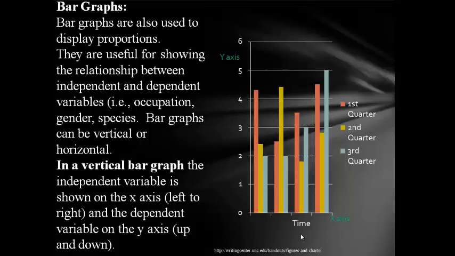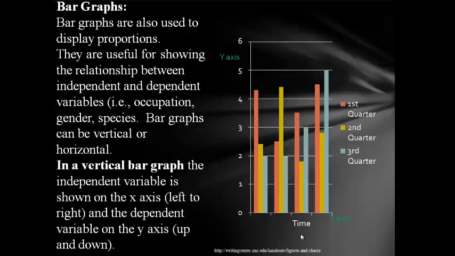Bar graphs. Bar graphs are also used to display proportions. In particular, they're useful for showing the relationship between independent and dependent variables, where independent variables are discrete, often nominal categories. Some examples are occupation, gender, and species. Bar graphs can be vertical or horizontal.